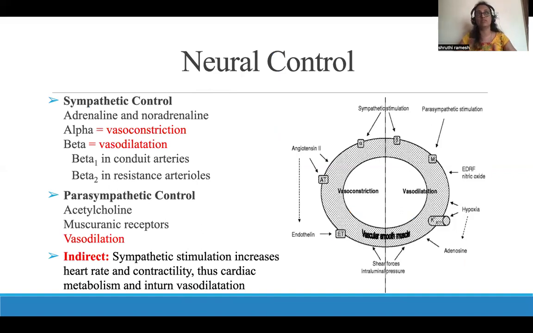Again, the blood vessels are under neural control, sympathetic and parasympathetic. They control either directly through the receptors or by an indirect effect. The direct sympathetic control is through alpha and beta receptors. Alpha receptors mainly cause vasoconstriction, whereas beta cause vasodilatation. And parasympathetic is through acetylcholine muscarinic receptors, which cause vasodilatation. There is also an indirect effect through sympathetic stimulation, which increases heart rate, contractility, metabolism and oxygen requirement, which in turn causes vasodilatation.